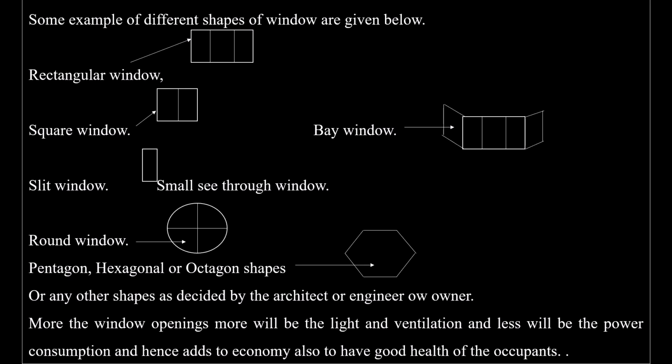Some examples of different shapes of window are given below. Rectangular, square window, bay window, slit window, small see-through window, round window, octagonal, hexagonal, pentagonal windows are also provided, or any other shape as decided by the architect or engineer or the owner. More the window openings, more will be the light and ventilation and less will be the power consumption and hence adds to economy, also to have good health of the occupants.